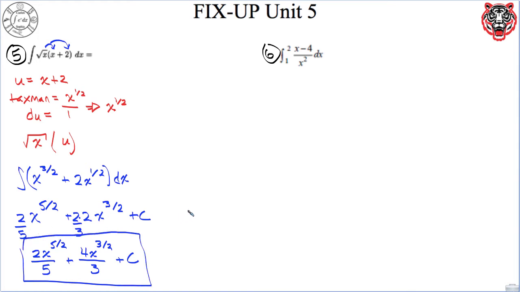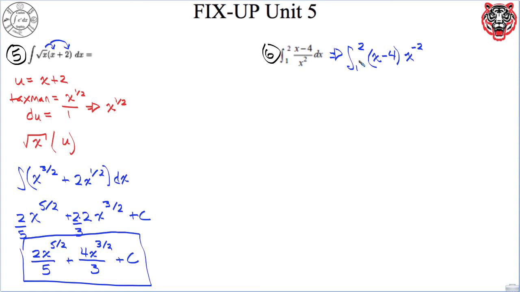All right, number 6. So this is going to be the definite integral of this. Oh no, we have a fraction. Get rid of it. So getting rid of the fraction, this becomes the integral from 1 to 2 of x minus 4 times x. I don't even really need parentheses here. I can just say x to the negative 2.